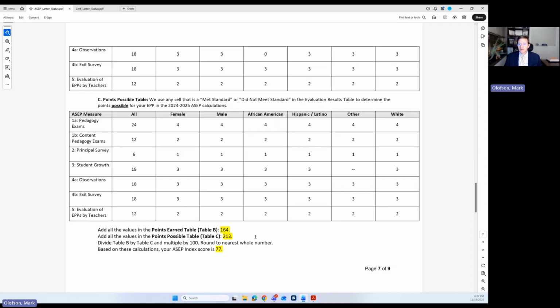Table C contains the total number of points possible based on the indicators and demographic groups that the preparation program had data for. We then total the points in Table B, total the points in Table C, and divide them to get the final index score. As a reminder, more information is available in the ASEP manual.